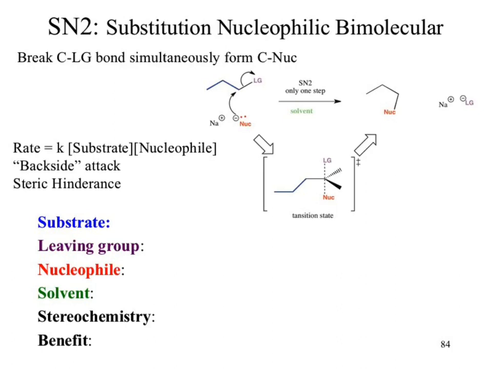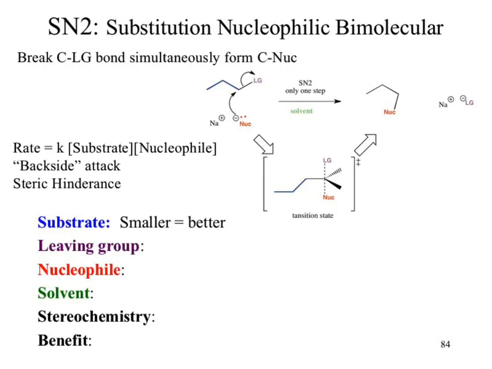The key words there are backside attack. The nucleophile has to come in and attack from the backside. That helps you out when you get to stereochemistry. That also helps you out when you think about the benefits of this, and when you look at the substrate and the nucleophile. So if you have those keywords and understand the meaning behind them, you can use them. If you don't have that meaning, you can't use them.